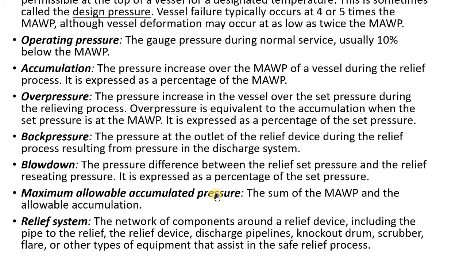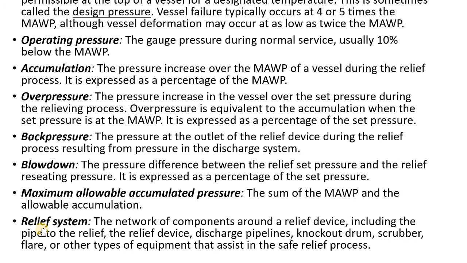Maximum allowable accumulated pressure: we allow for accumulated pressure, but there's a maximum for that. So it's the sum of the maximum allowable pressure and the allowable accumulation. It's the sum of both of them. The relief system is all of this, right? If you want to talk about the system, that means everything.